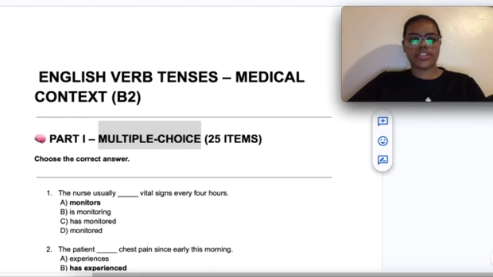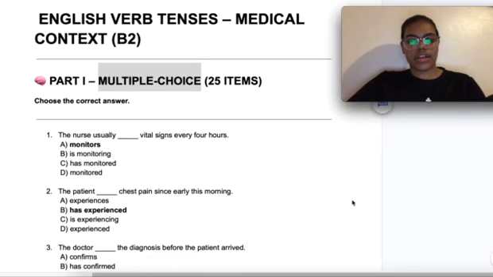Hello, my name is Scarlett Lorenzo. English verb tenses, medical context B2. Part 1, multiple choice. 25 items. Choose the correct answer.